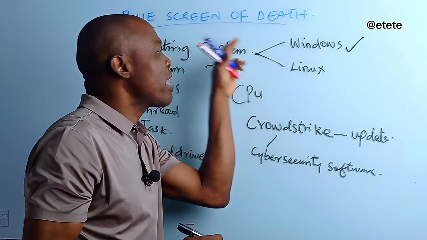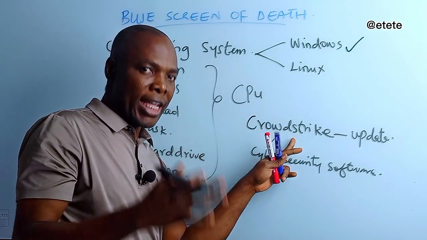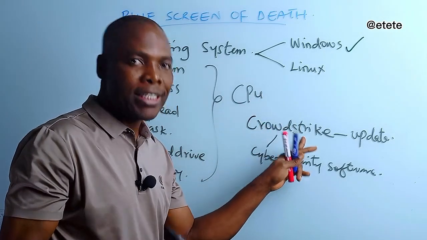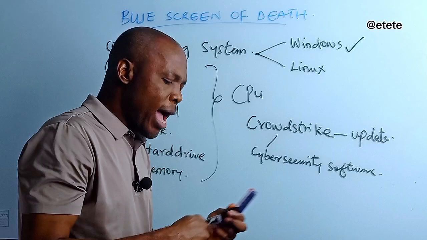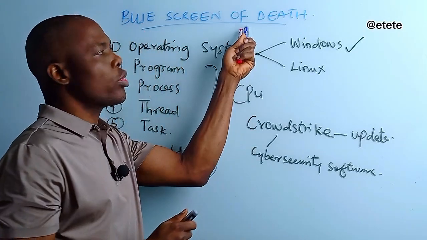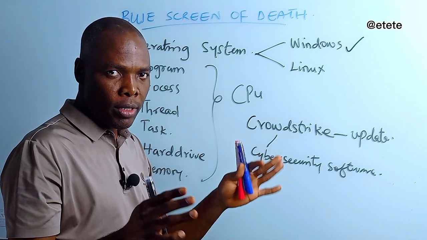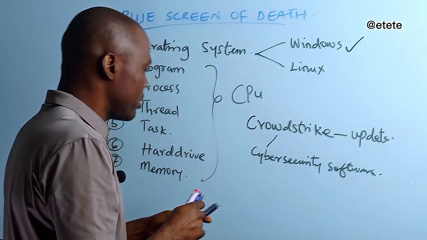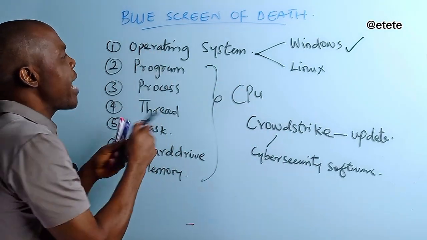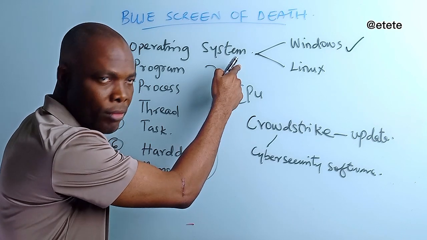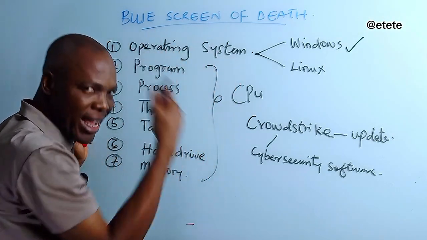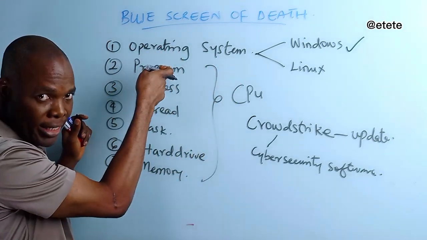Now, Microsoft happened to be one of their clients, isn't that so? Now, these guys, they did an update. Now, how come their update caused this blue screen of death, where you see your computer screen turning blue, right? You just see a blue screen. What happened is this. Now, an operating system is a program, right? An operating system is a program like this.